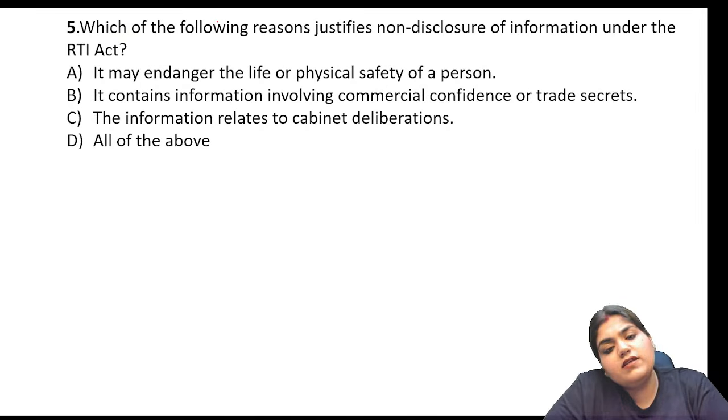Next, which of the following reasons justify non-disclosure of information under the RTI Act? When it is regarding somebody's personal safety, when it is regarding trade secrets, when it is regarding cabinet's deliberations, we do not give information. D is the correct answer, all of the above.